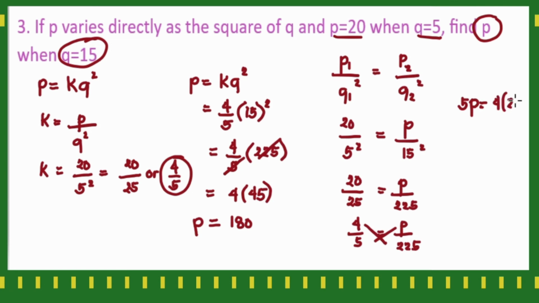It's much better if you just write it like this, so that we can divide first before we multiply. So divide everything by 5. Cancel. So P is equal to 225 divided by 5 is 45. 45 times 4 is 180. So you will get the same answer.